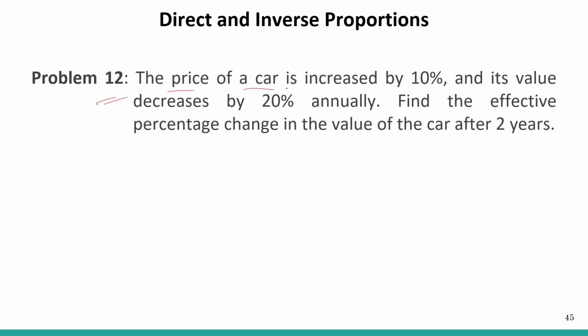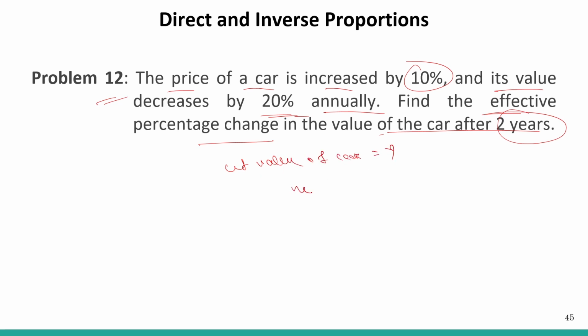Okay, so let's see problem number 2. The price of a car is increased by 10% and its value decreases by 20% annually. Find the effective percentage change in the value of the car after 2 years. After 2 years, how much value will the car hold? The price of the car has been increased by 10%. So let the value of the car be x. The new price is 1.1x, that is 1x plus 0.1x, which is the 10% hike.